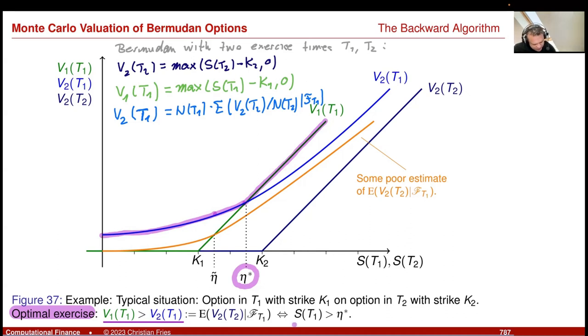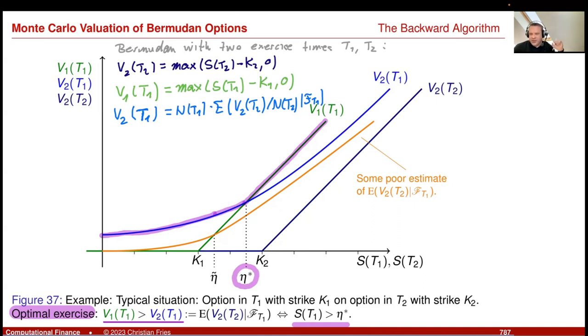So you see this corresponds to the stock being larger than this eta star. So this is the analytic, or this is the theoretical optimal strategy. If the stock observed in T1 is larger than eta star, then you would exercise, you would take V1, otherwise you would continue. This is also the correct criteria, because the S of T1 is FT1 measurable, and actually observing S of T1 is sufficient for the decision, because in the Black-Scholes formula, in the valuation of this blue curve, there is no path dependency.